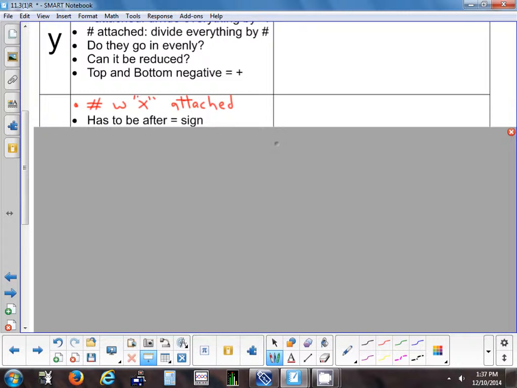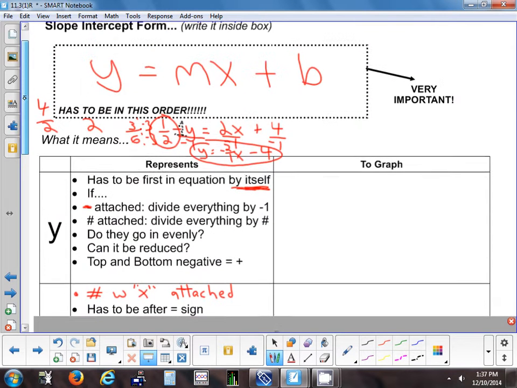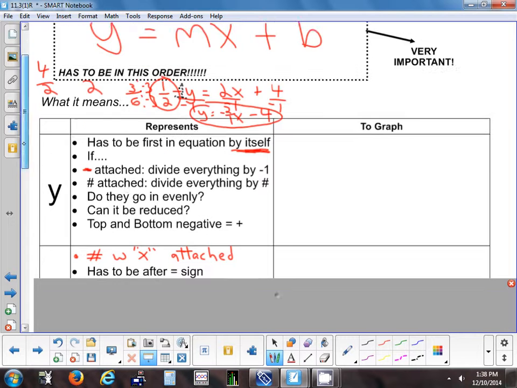Okay? If I go back up, it always has to be the first thing to the right of the equal sign. I have to follow this order. So the first thing to the right of the equal sign has to be my number with X. Has to be my slope. And a lot of times, we're going to get to that in our next bullet.